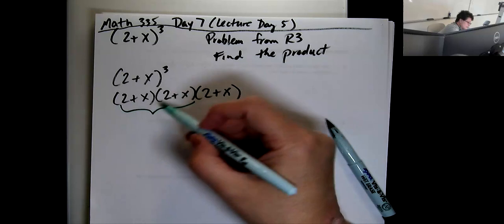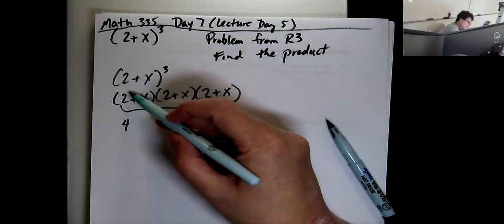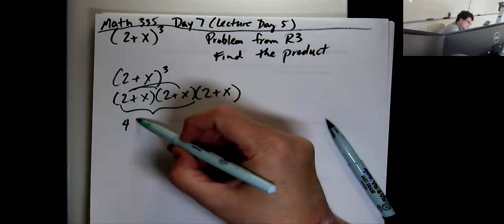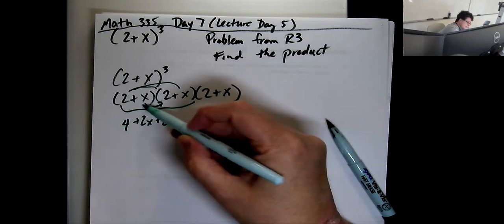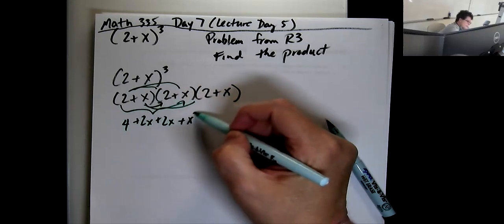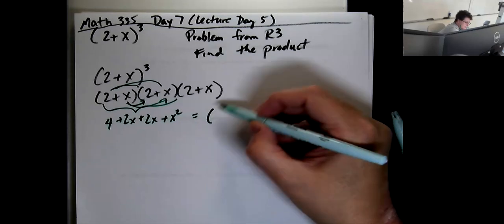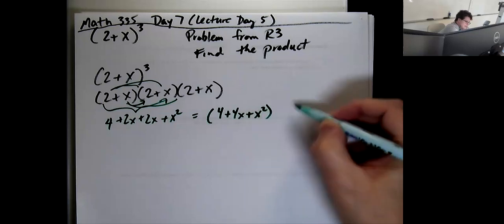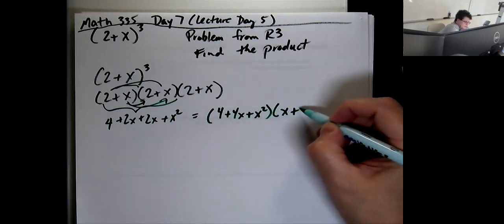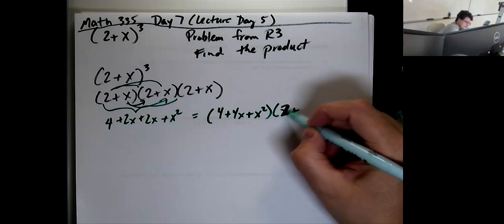We do this, I got 2 times 2 is 4. And I got a plus 2x. And then I got another plus 2x. And I got a plus x squared. So if I condense that down, I've got 4 plus 4x plus x squared. And I still need to multiply by 2 plus x. Or x plus 2. I'll leave it in the order it had it though.